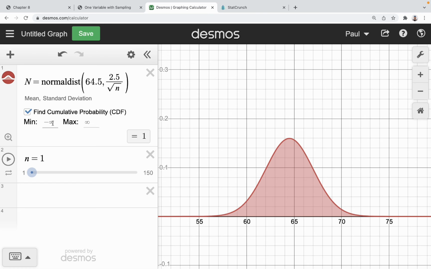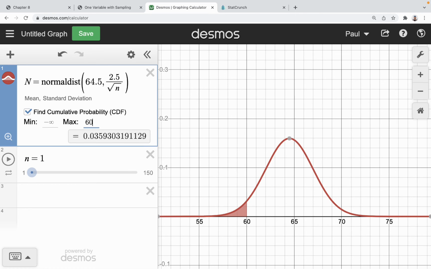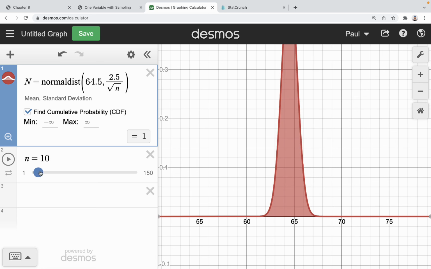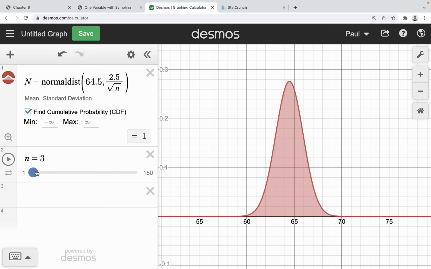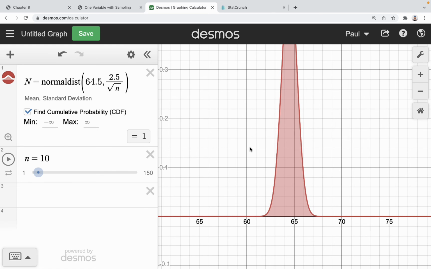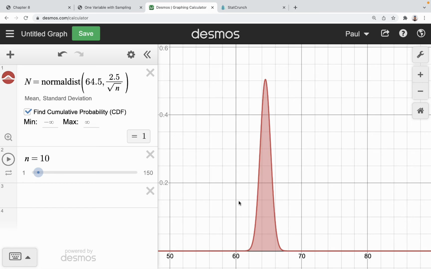Again, earlier I did what percent are above 60, about 96%. That's just an example that we could look at there. Now let's say we take samples of 10. So you can even see right away it's already grouping towards the middle. So now we're looking at a distribution of sample means when we take 10 at a time.